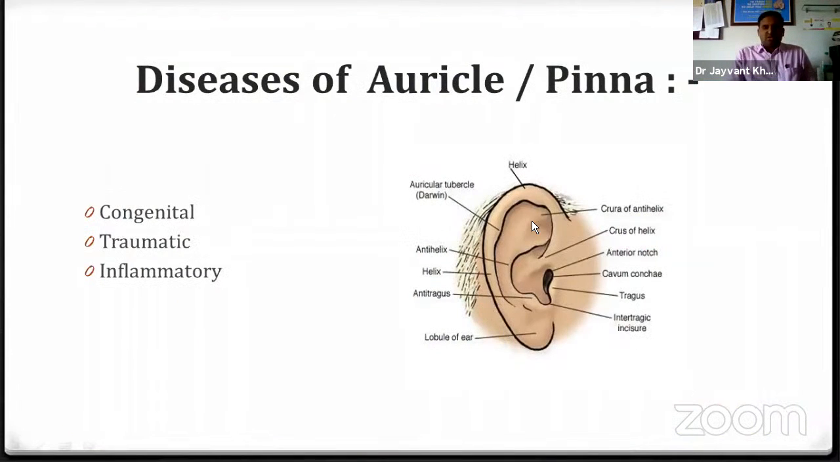Diseases of the auricle or pinna. We can divide the diseases of the auricle, external auditory meatus, or tympanic membrane into three categories. First, congenital; second, traumatic; and third, inflammatory.